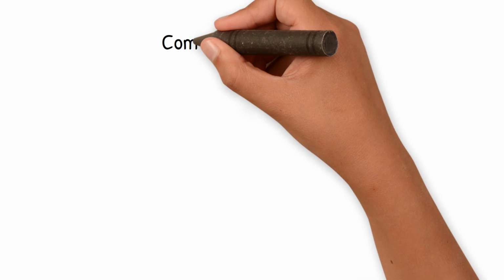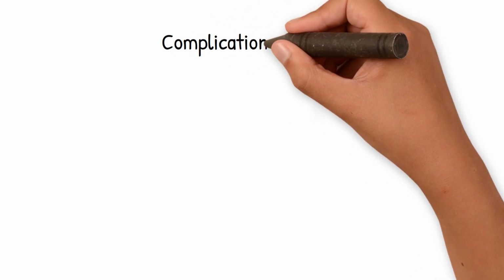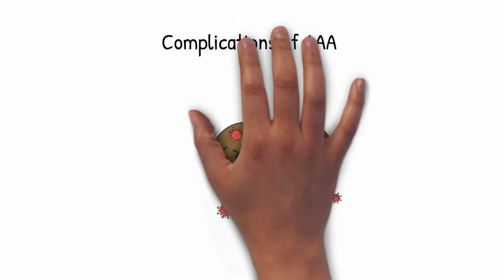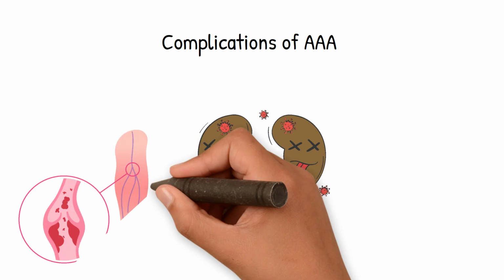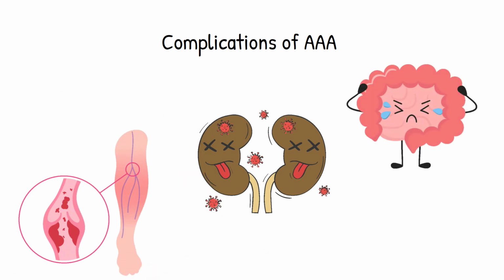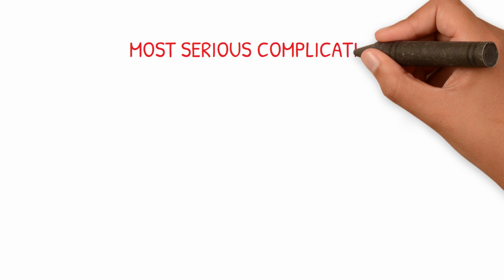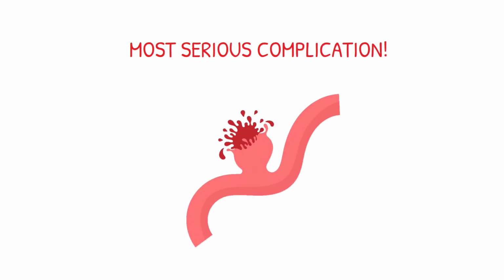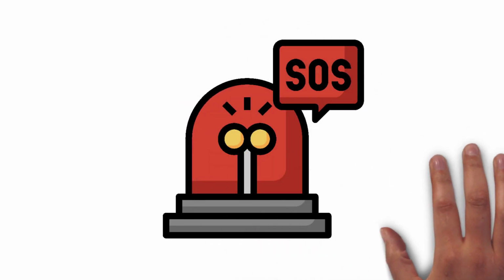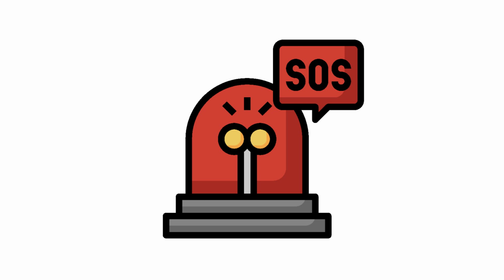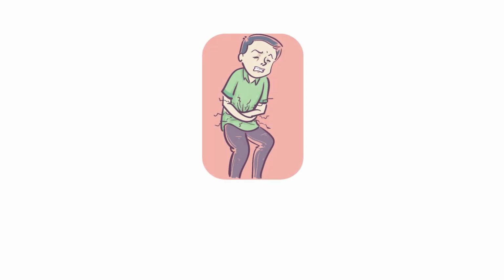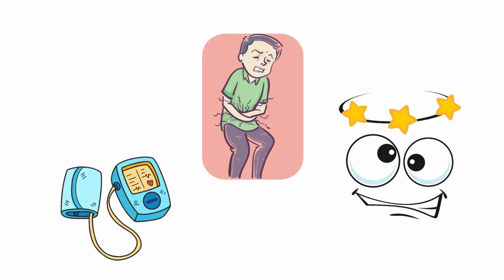Abdominal aortic aneurysm can lead to complications such as renal failure, lower limb ischemia, and mesenteric ischemia due to decreased blood flow to these organs. The most dangerous complication of an abdominal aortic aneurysm is rupture of the aneurysm. Abdominal aortic aneurysm rupture is a life-threatening complication that requires emergency surgery. This condition presents with severe abdominal pain, syncope, and low blood pressure.